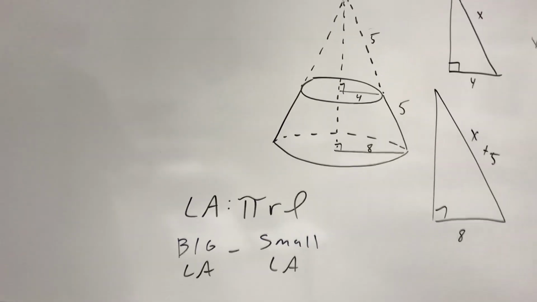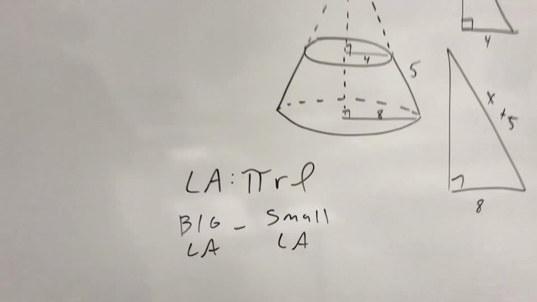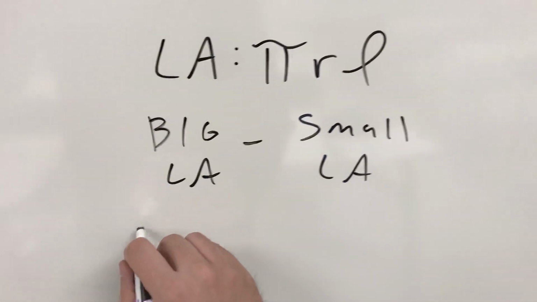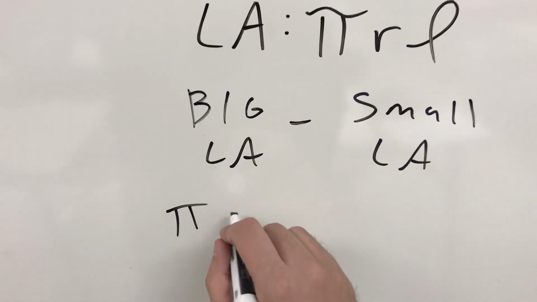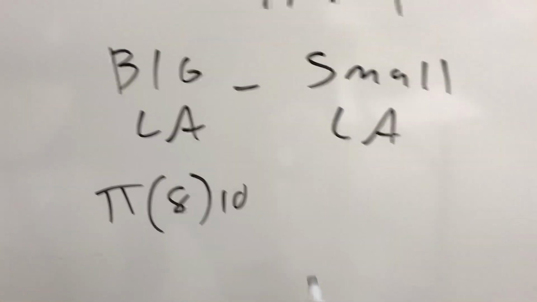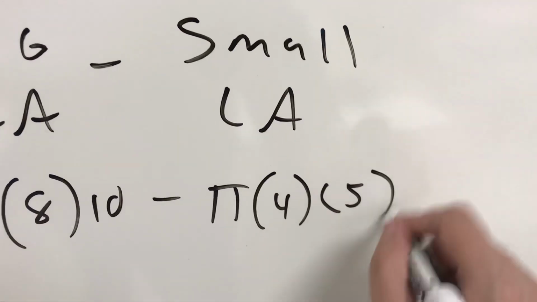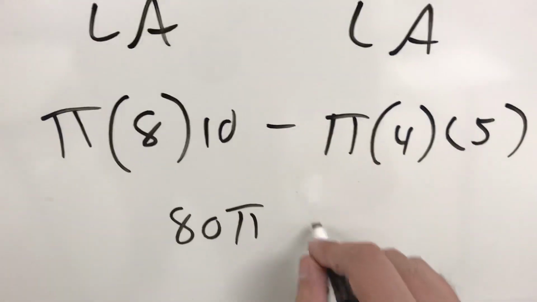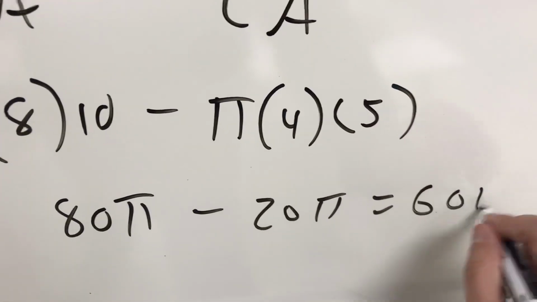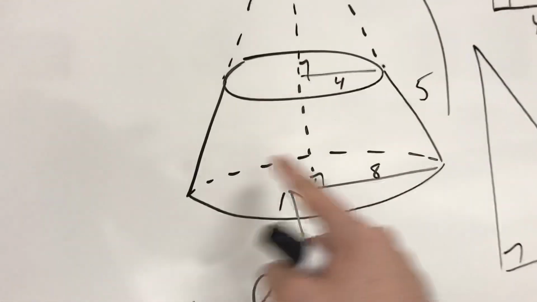So you remember from geometry, the lateral area of a cone is pi RL, pi times the radius times the slant height. Okay. So for the big cone, we've got pi, and we've got a radius of 8, and we've got a slant height. If you look back there, the slant height is going to be 10. Okay, so 80 pi. And we're subtracting pi RL for the little cone. Little cone has a radius of 4 and a slant height of 5. Okay, so we've got 80 pi minus 20 pi is equal to 60 pi. Okay, so 60 pi is the area of the outer surface of this cone.